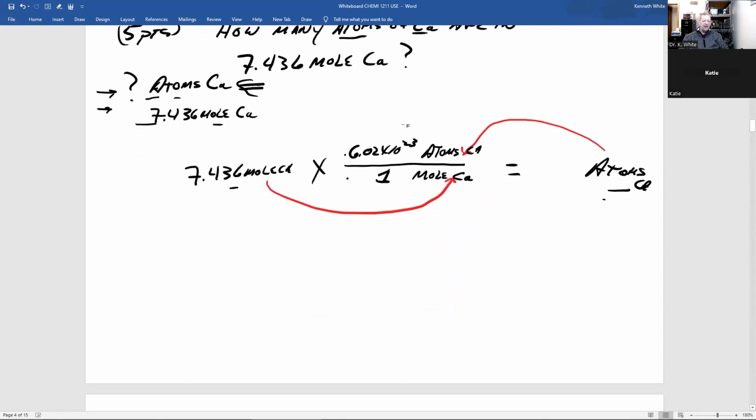Now, before I continue, I'm going to check my units. Notice this is moles of calcium divided by moles of calcium. Anything divided by itself becomes the number 1 and cancels out. What units am I left with? Atoms of calcium, which is what I want. Now I'll pick up my calculator and do the math. And my calculator gives me this number.